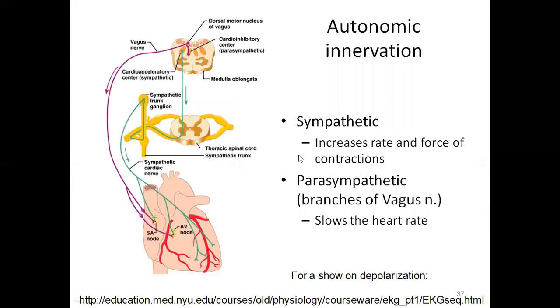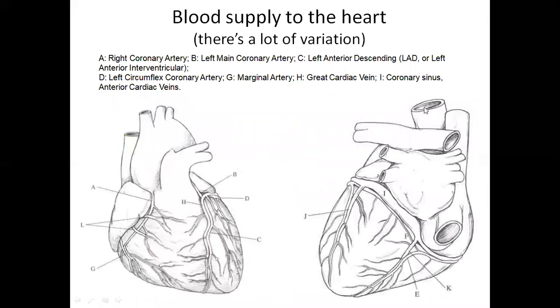Now we'll come to the innervation, that is autonomic, having sympathetic and parasympathetic. The sympathetic innervation increases rate and force of contractions, whereas the parasympathetic, which is the branches of the vagus nerve, slows the heart rate. Now this is the blood supply. You can see the right coronary artery, left main coronary artery, all these. You will be studying these in detail in your anatomy lectures.